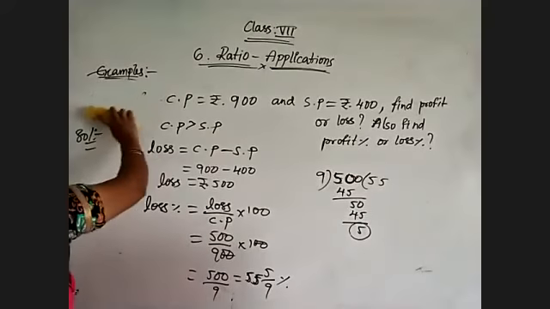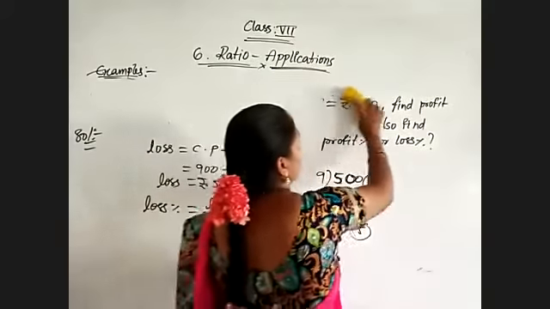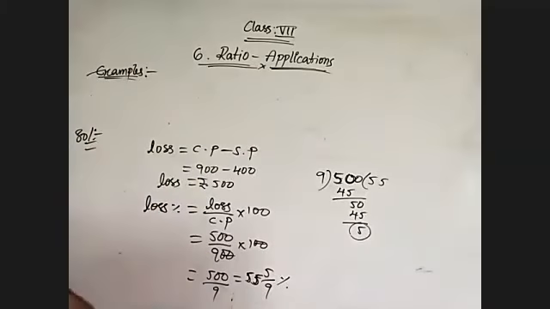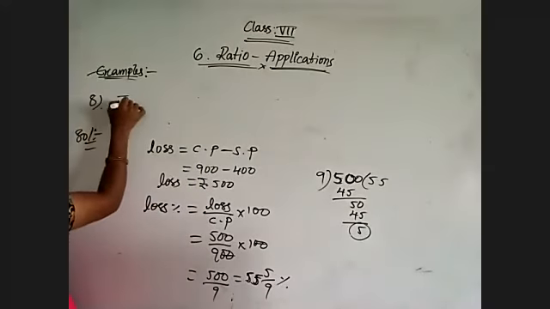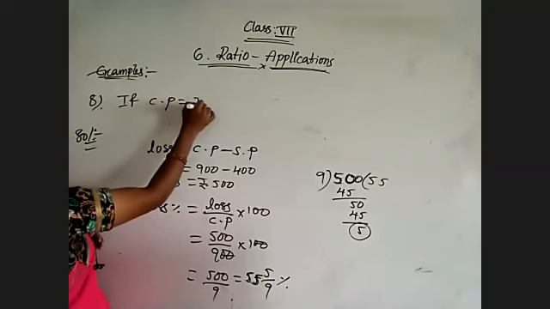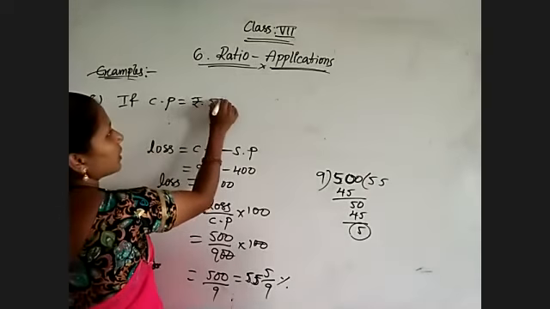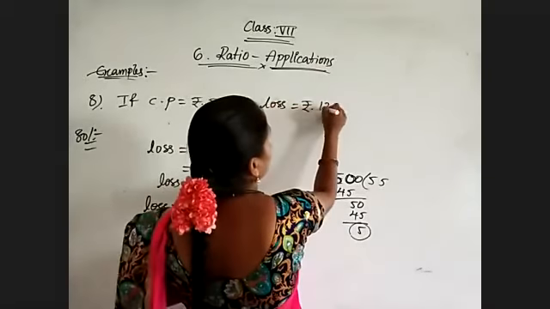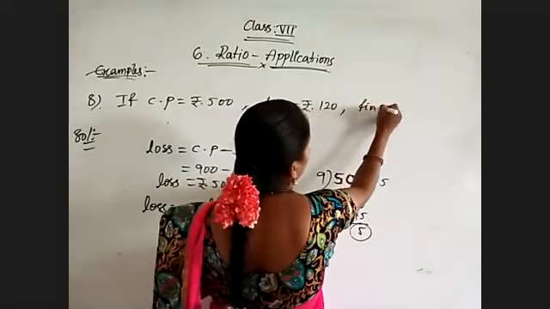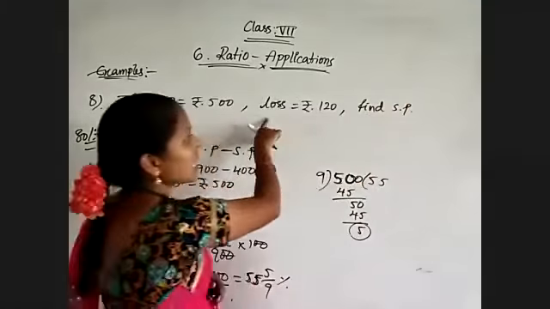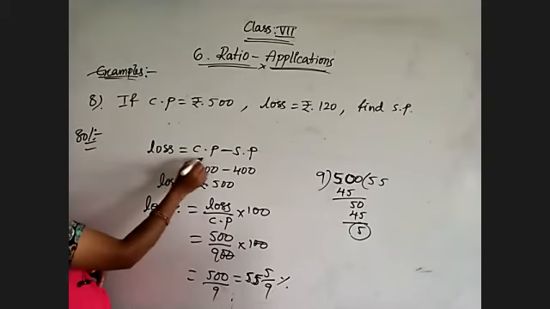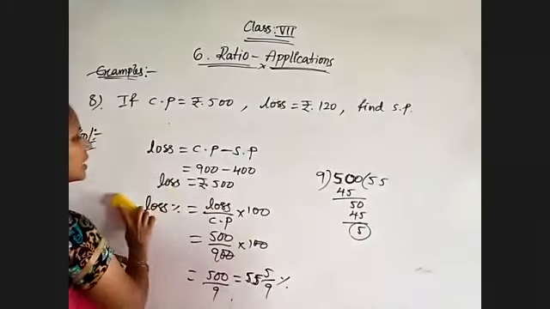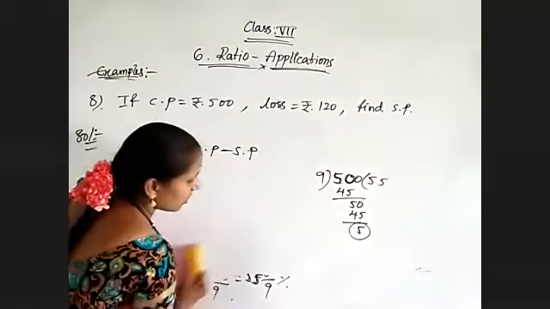And once observe, when CP and loss are given, how to find out SP. If CP is equal to 500 rupees and loss is equal to 120 rupees, then find SP. So here they have mentioned loss, so use the formula loss is equal to CP minus SP. Substitute each and every value in this. So what will you get?